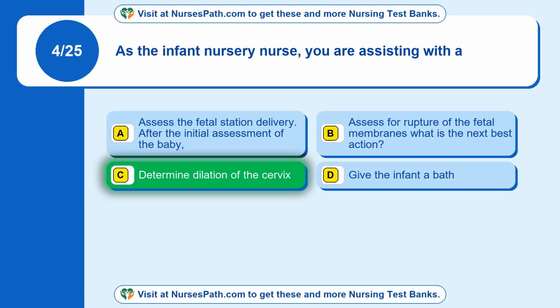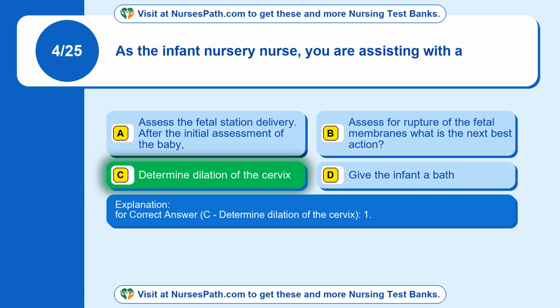The correct answer is Option C. Determine dilation of the cervix.